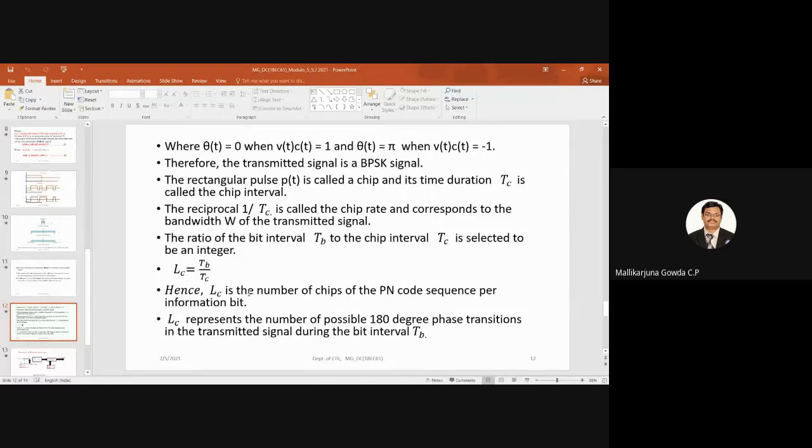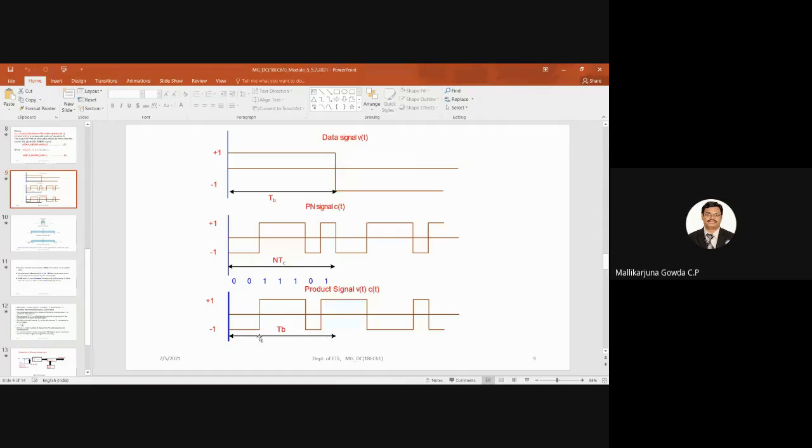Yes, is this clear? L_C is the number of chips of the pseudo-noise code sequence per information bit. This L_C also represents the number of possible 180-degree phase transitions in the transmitted signal during the bit interval TB. So that you understand with respect to this, right? We said if it is minus, we send with 180 degrees. If it is plus, the product v of t, c of t, if it is plus, we send with 0-degree phase shift. So the number of 180-degree phase transitions it will indicate.